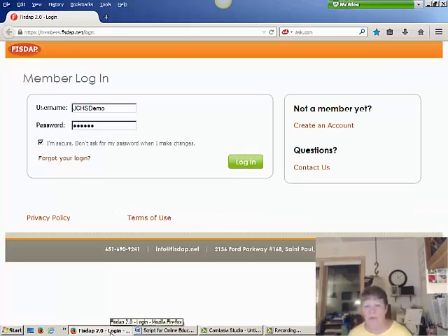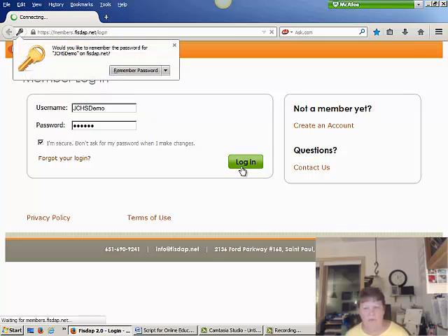Today we're going to be working with a fictitious student that I have named Demo Student, and here we have the login page for FISDAP, and Demo has put in his information, and so we're going to go right in here and see if we can get some data entry done and check his schedule out.